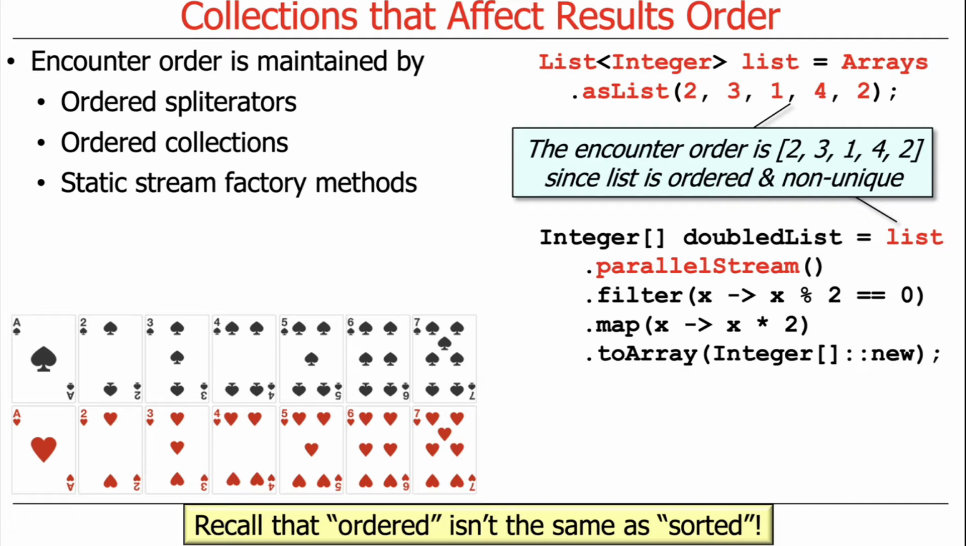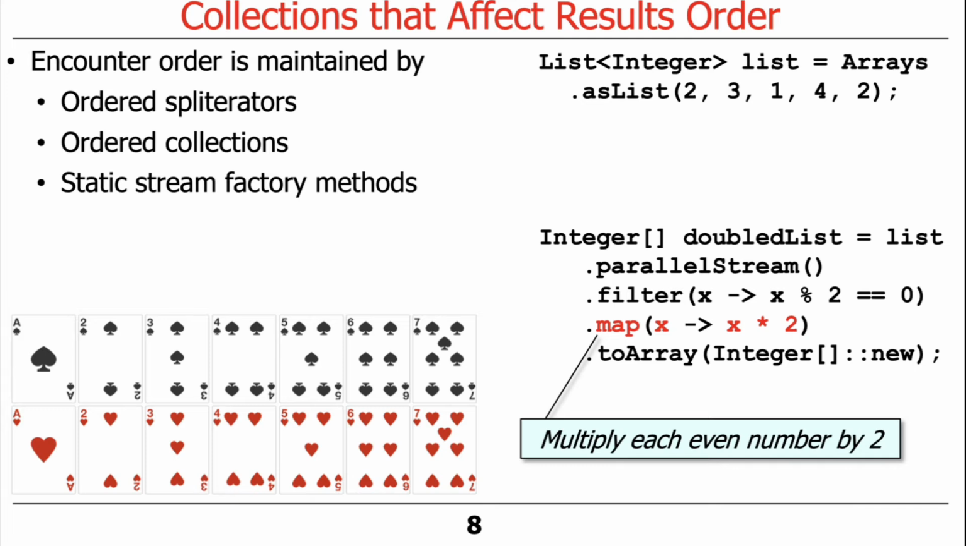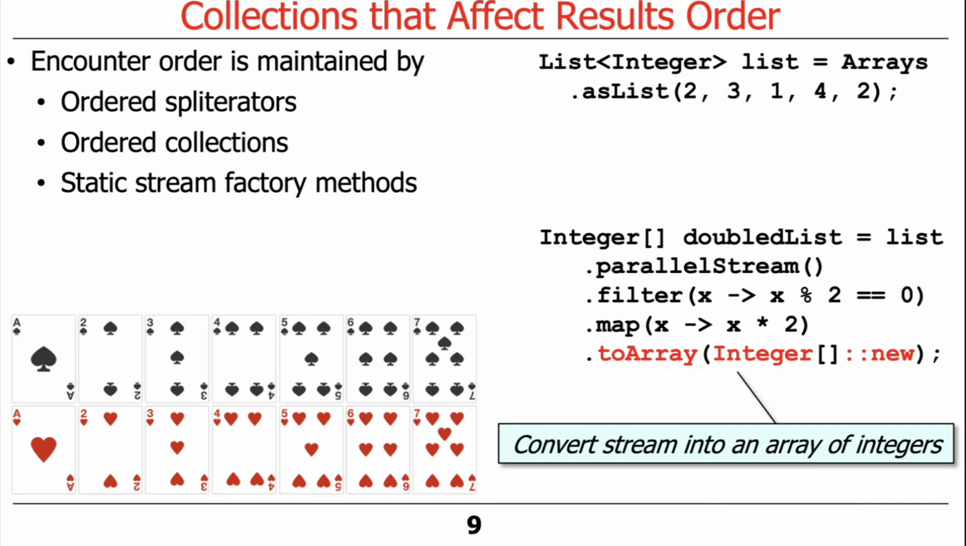What computations are we going to be running? We're going to only consider even numbers. So we're going to filter out anything that's not even. We'll filter out the odd numbers. We're then going to multiply the even numbers by 2. We're going to double them. And then we're going to collect the results into an array of integers.